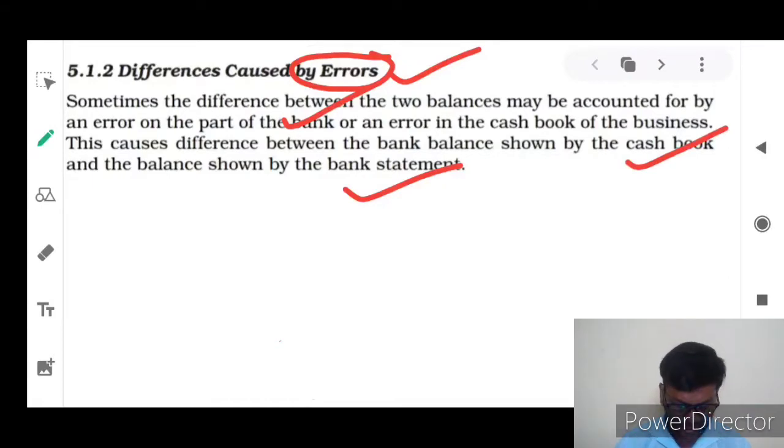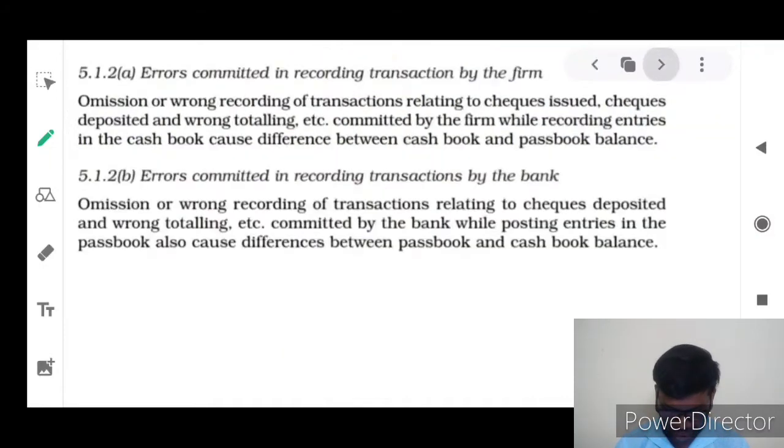Whether the business firm makes some errors while recording the transaction, or the bank does wrong totaling or wrongly deposits the check, whatever it is, this kind of error made by the banker will also affect the balances of the bank passbook and the cash book. Okay, errors committed in recording transactions by the firm.